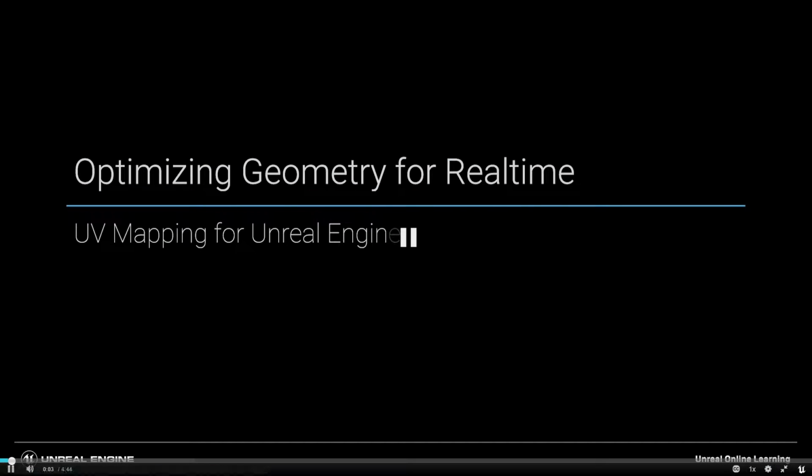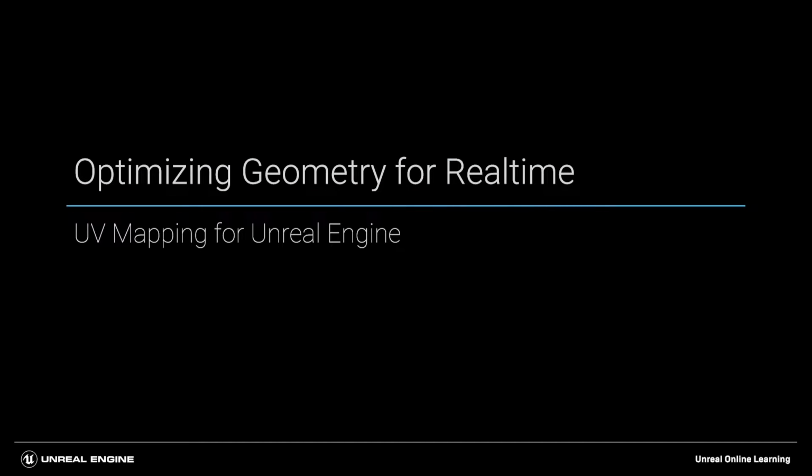A UV map is a file that communicates how a 2D image is wrapped around a 3D object. In this module, we'll learn how to create UV maps in 3ds Max, as well as how to create them in Unreal Engine after the model's been imported. So, what exactly is a UV map?